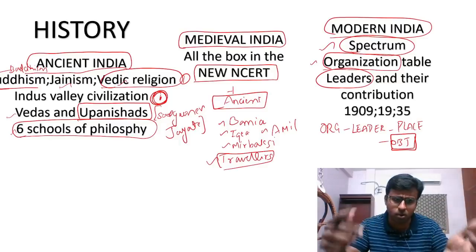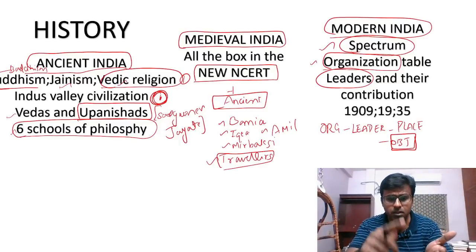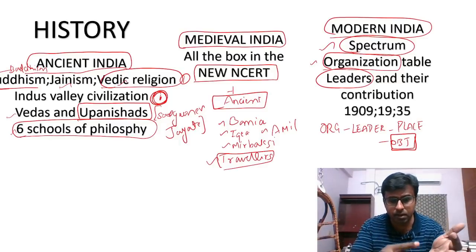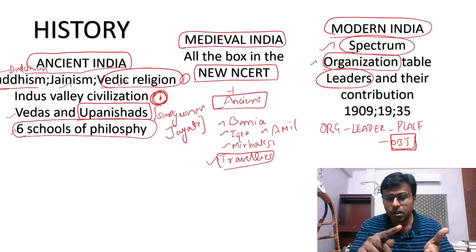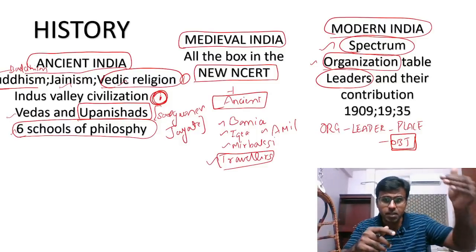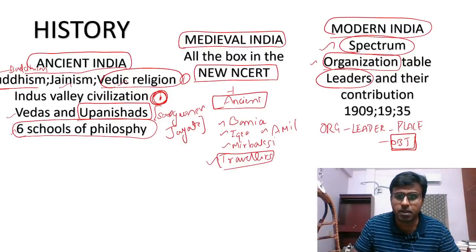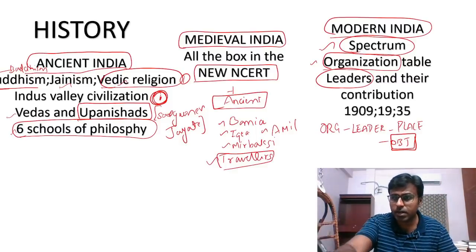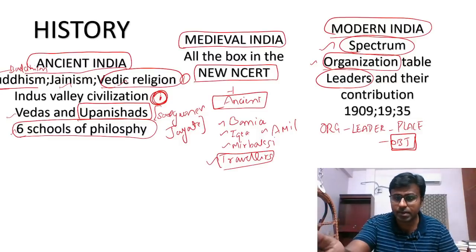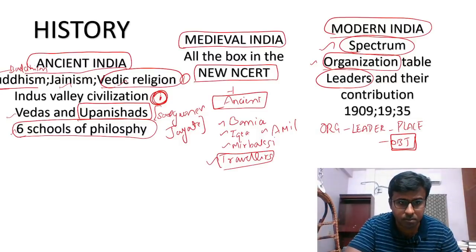Jyotiba Phule, Gandhiji, Ambedkar, these are the main ones. At least remember Jyotiba Phule, Ambedkar, Gandhiji, and Raja Ram Mohan Roy. Many of these important leaders, at least please look into them. And in Spectrum's Modern India, you have to read the whole thing, mug it up, and write a test. And this organization table is very important.